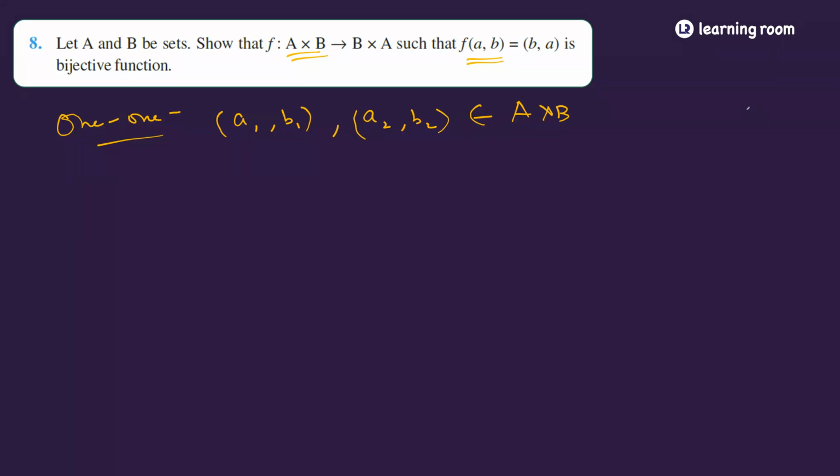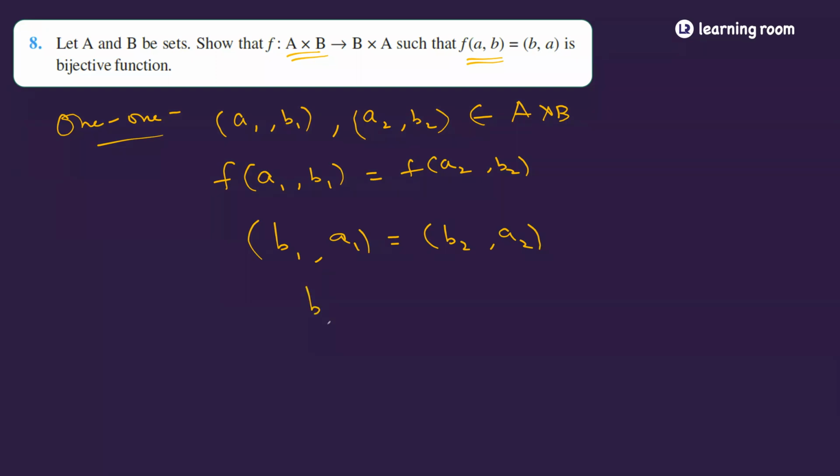Good. Right. So for it to be 1, 1, what are we supposed to do? f of a1 comma b1 is equal to f of a2 comma b2. Am I clear with this? This is an assumption. But what is f of a1 comma b1 according to the definition? When you substitute f of a comma b, the output comes as b comma a. So I write b1 comma a1, and here b2 comma a2. If two ordered pairs are equal, then the first elements are equal and the second elements are equal. So what can I conclude? b1 is equal to b2 and a1 is equal to a2.